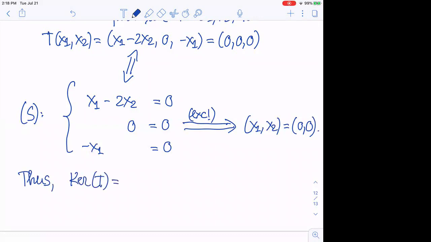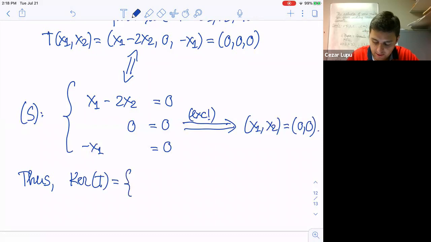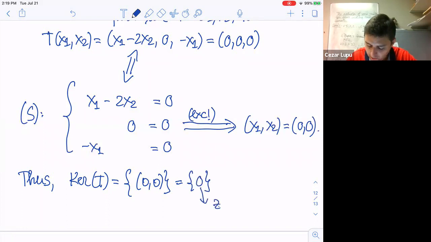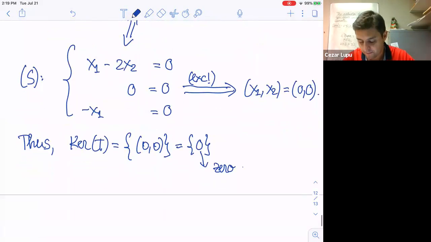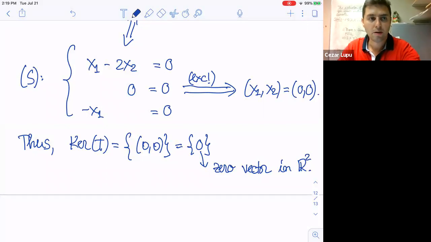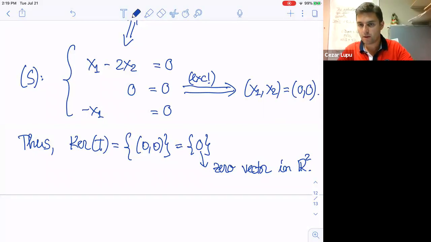So the kernel of T will consist of this vector, 0, 0. And that's it. If you want, you can regard this as the 0 vector in R2, if you want to write it like this, but anyway, to spare people confusion, just keep the first one, and I think that should be enough, right? Okay, is this one clear? Do you have any other questions?